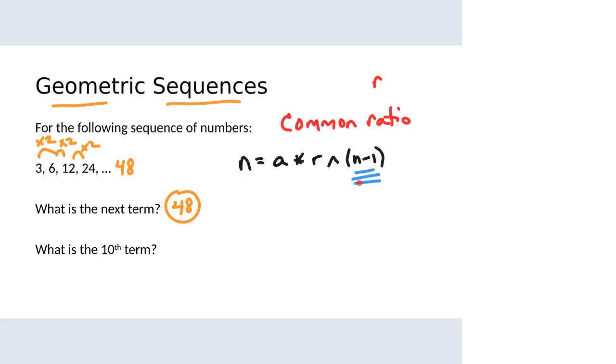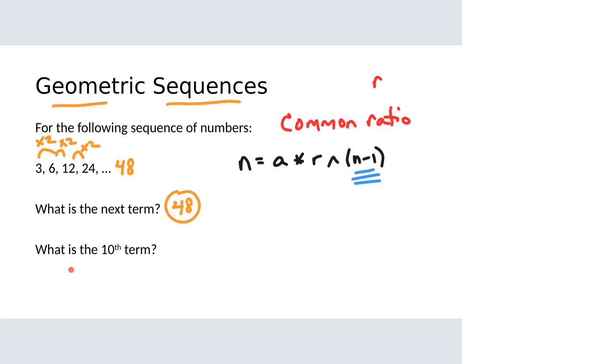If we're looking for the 10th term, we want to do the common ratio 9 times. So we'll do 10 minus 1. We're going to raise it to the 9th power. And that's why those parentheses are important. I will be forgiving on a quiz or an exam, but please try to remember that those parentheses do play a role. They are important for us.